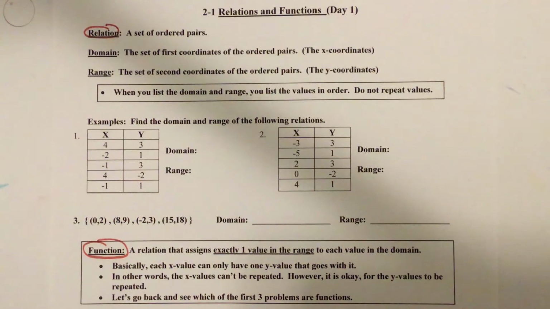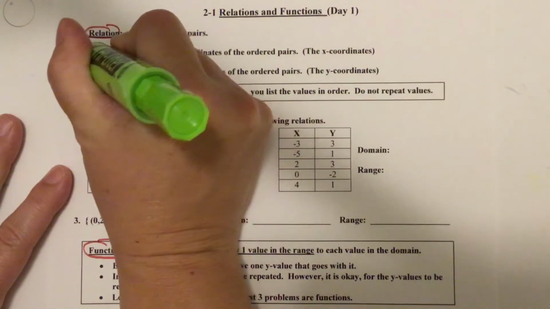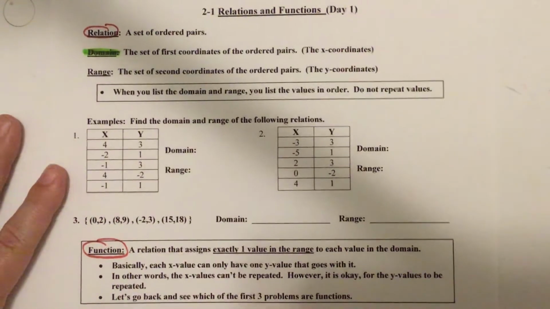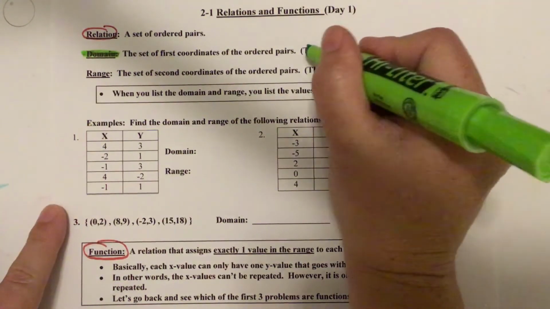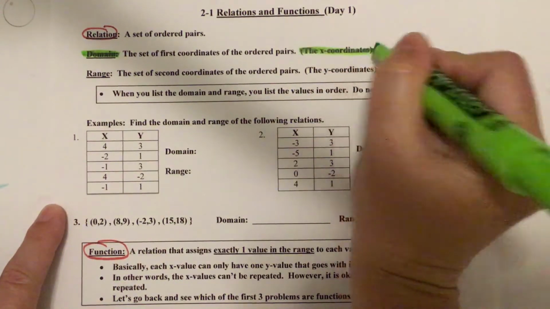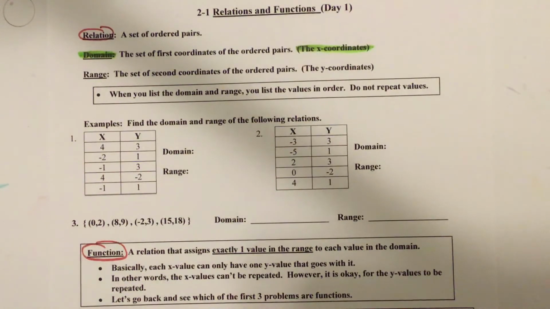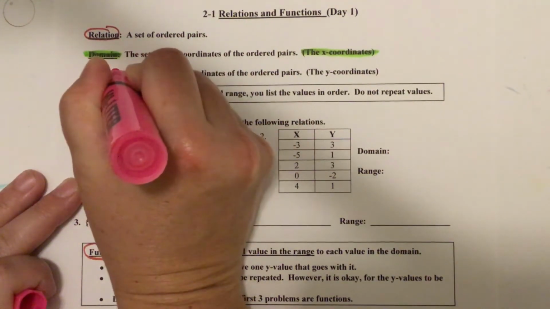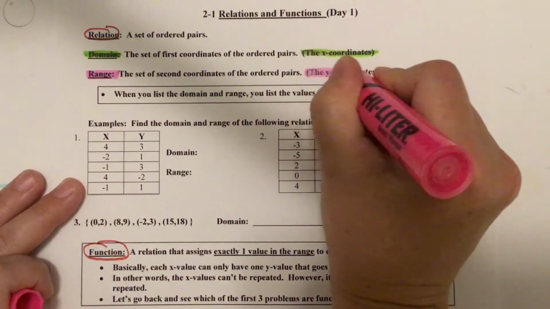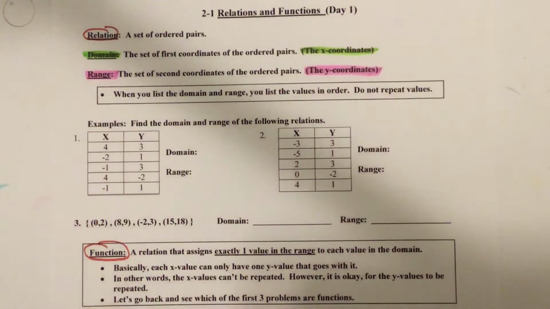I know you've heard these words before. Today, domain and range will be really easy. Domain are going to be the first set of numbers in the ordered pairs, also known as the x-coordinates. And the range are going to be the second numbers in the ordered pairs, also known as the y-coordinates. So domain are x's and range are y's.